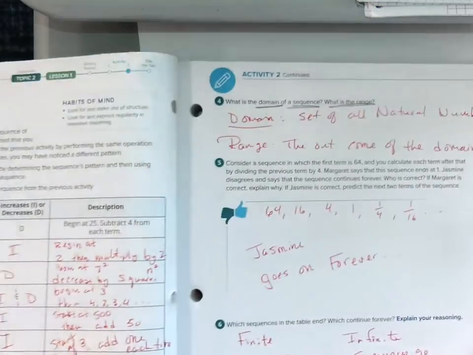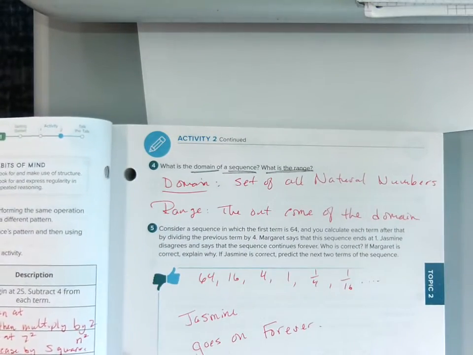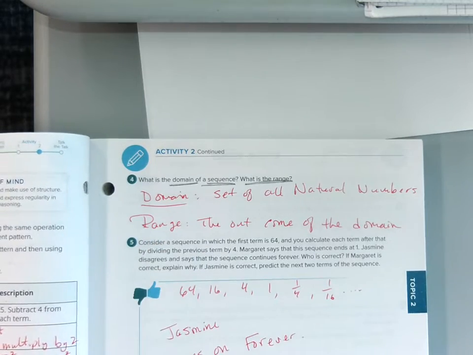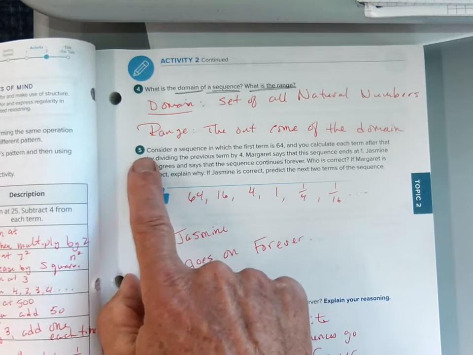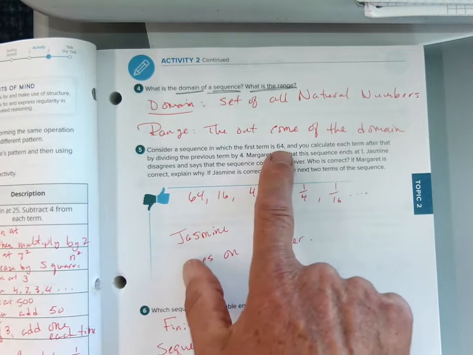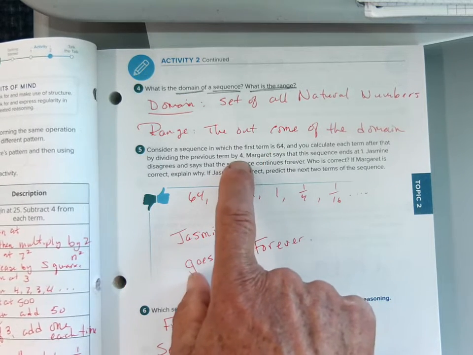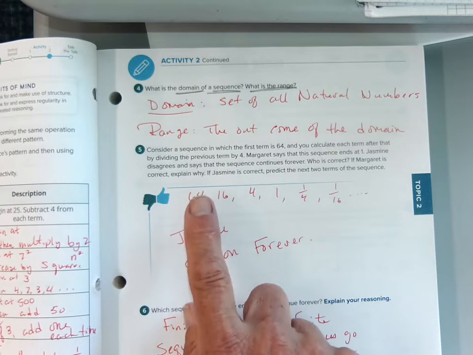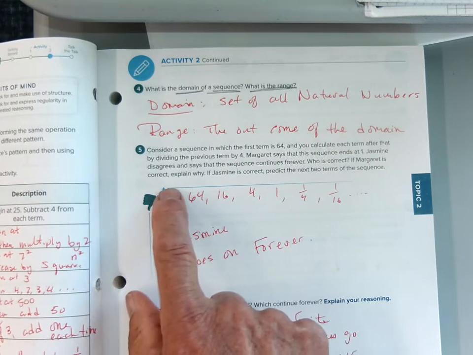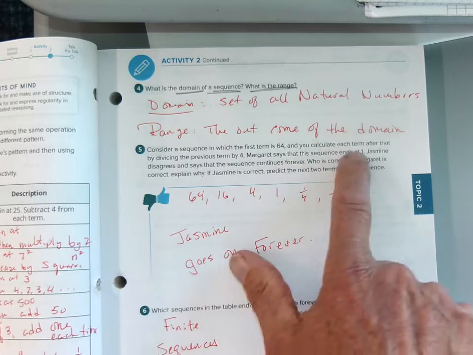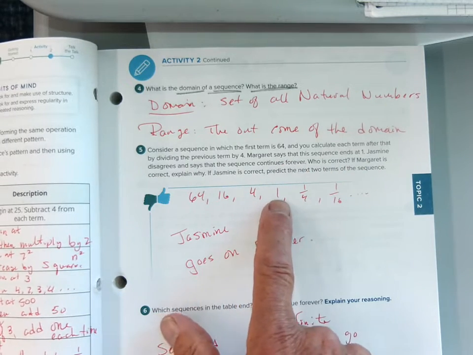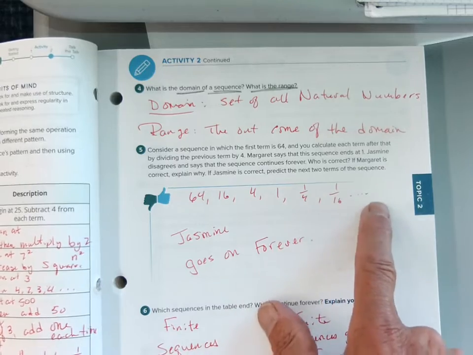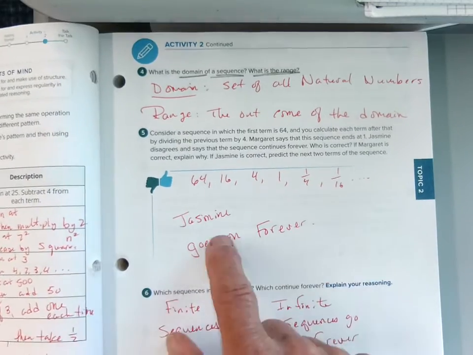Okay, then we looked at page 73. Again, we talked about domain and range of a sequence. In problem 5, it says that we start at 64, and we divide by 4, divide by 4, divide by 4. Margaret says it ends at 1, and Jasmine says it keeps going. Well, if you keep dividing, it can keep going, it just gets smaller, smaller fractions. So Jasmine's right, it can't end.